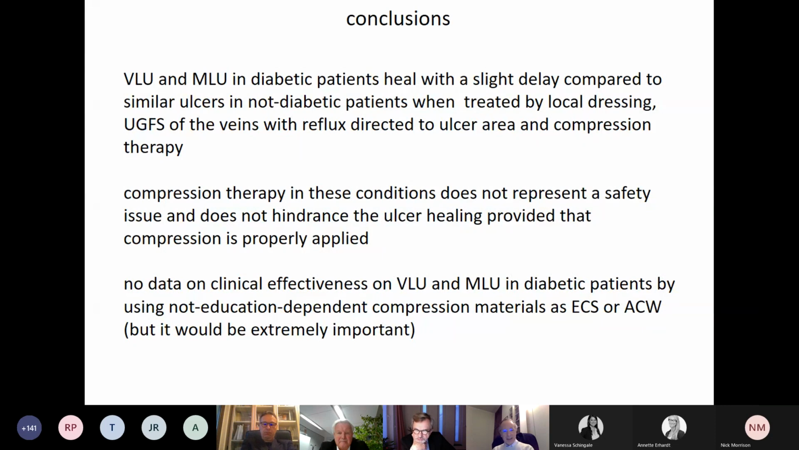We have no data on clinical effectiveness on venous leg ulcer and mixed leg ulcer in diabetic patients in non-education dependent, so to say, compression modalities, because you certainly know that bandages need a very effective education to be properly applied, but stockings or adjustable compression wraps are more independent from education. So it would be extremely important to have data on this material, because as Hugo always reminds us, we are kind of dinosaurs using bandages, and certainly for the new generations, an easier compression modality would be very important.